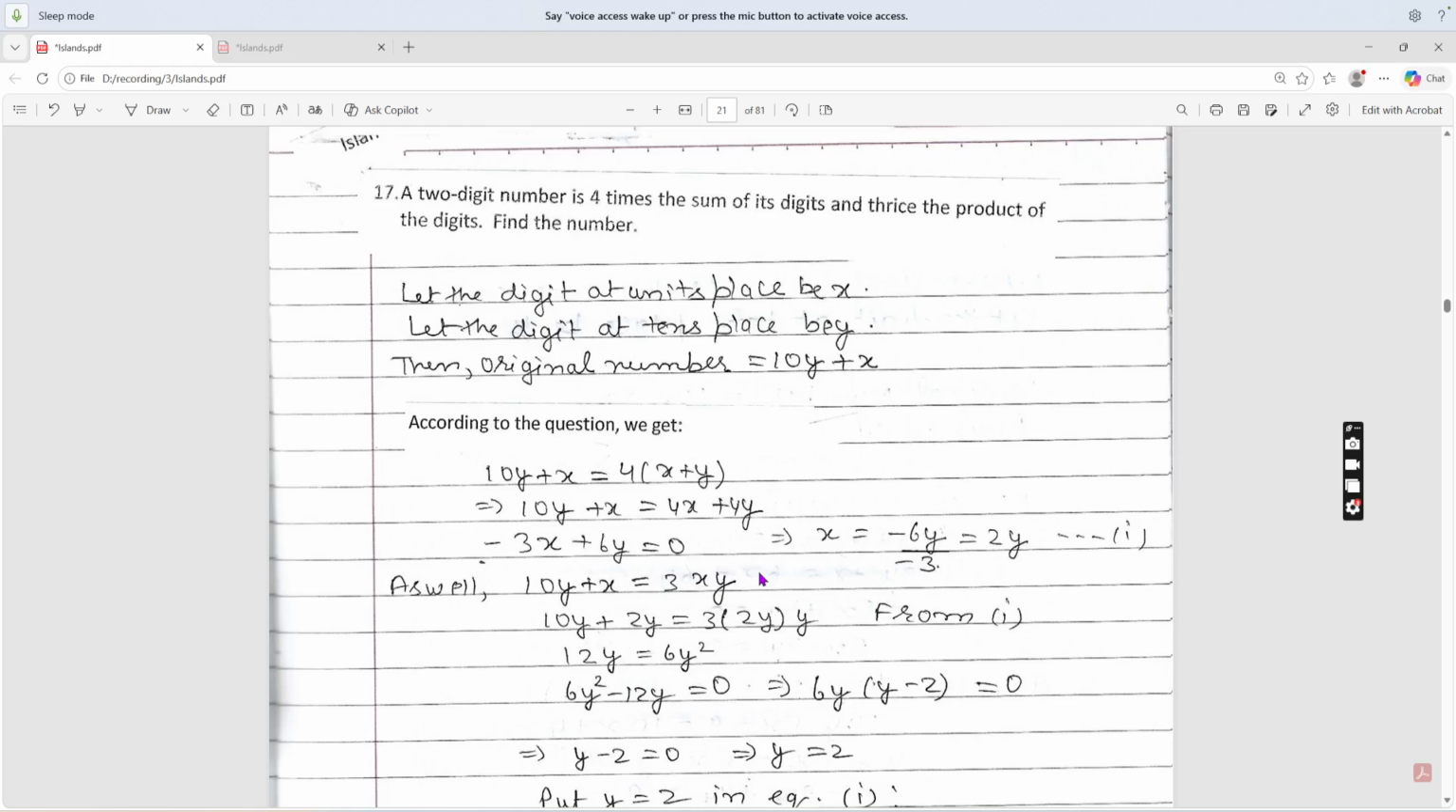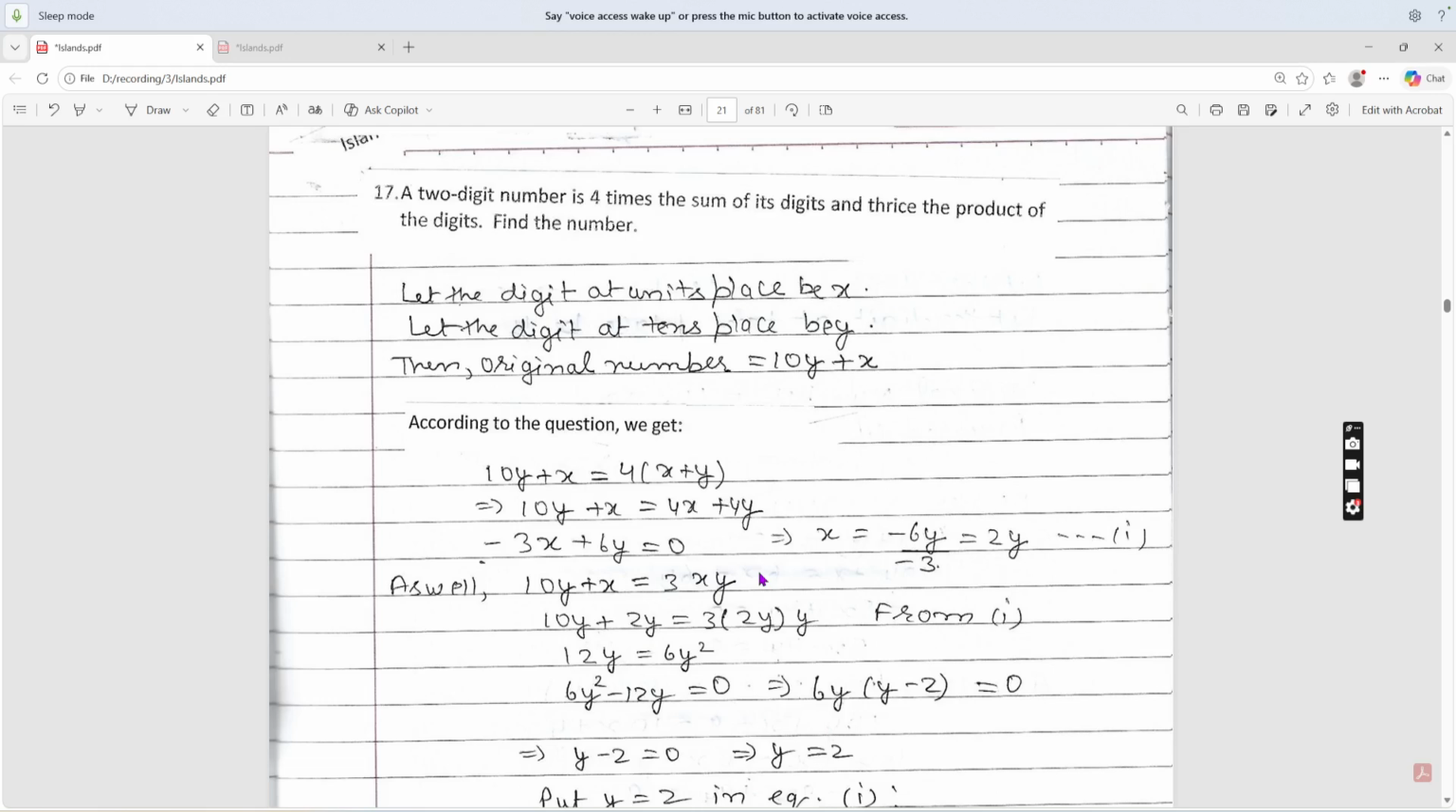It can be converted into 10y minus 4y, that is plus 6y, x minus 4x, that is minus 3x, is equal to 0. We are just shifting everything from the RHS to LHS. So here we are getting minus 3x plus 6y is equal to 0, or we can write it like that, x is equal to 2y. That is the same thing only. Why? Because minus 3x is equal to minus 6y, and x is equal to minus 6y upon minus 3, and minus 6 upon minus 3 is plus 2. So x is equal to 2y. That is equation number 1.